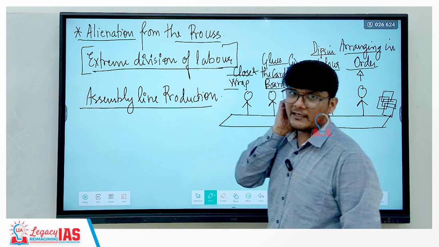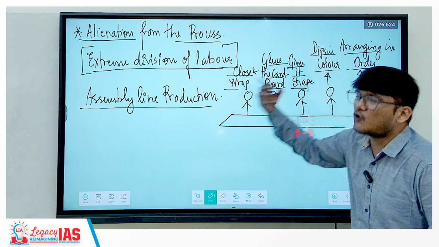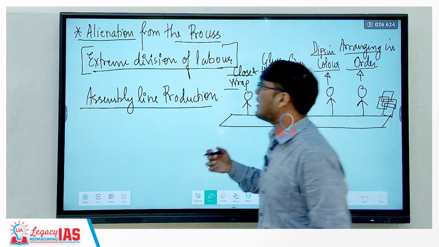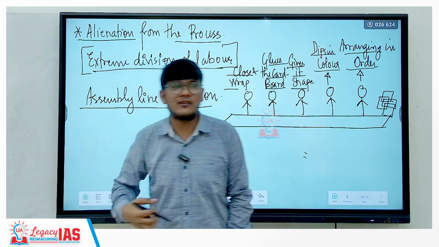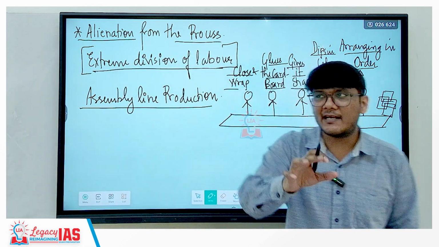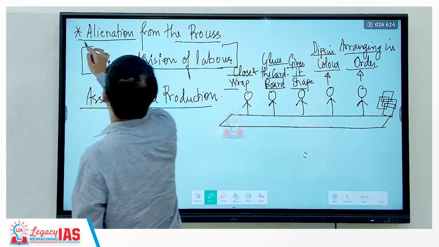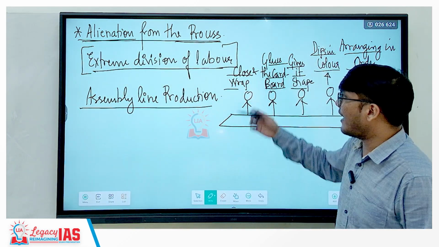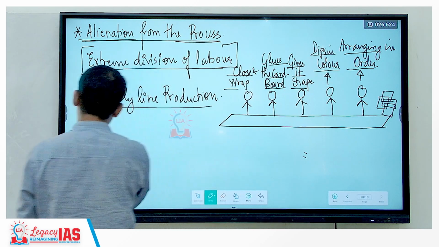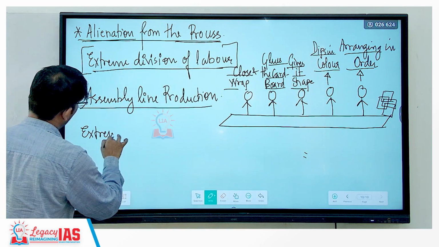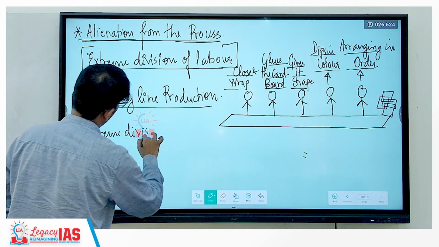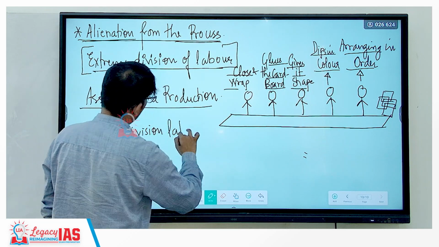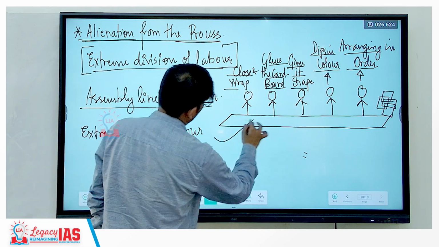And because of it, since you are not able to enjoy what you are doing, since you are not able to identify yourself with the process that is happening, hence there will be alienation from the process. Alienation from the process. Why? Because there was extreme division of labor. These are the reasons. Extreme division of labor, as we can see.